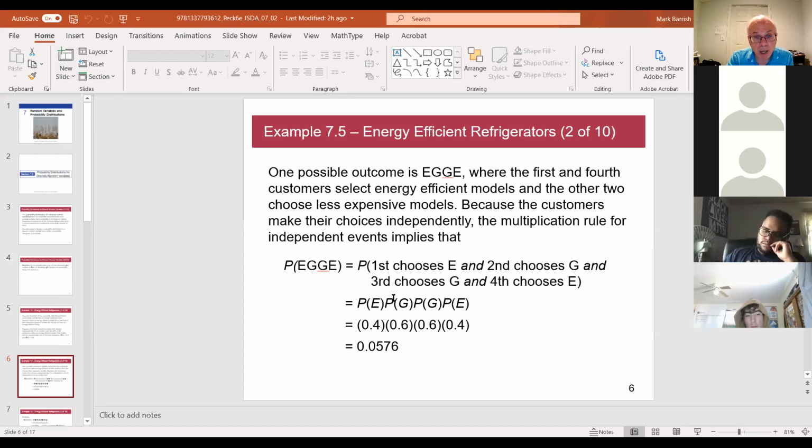We simply multiply their probabilities, because we're asking what's the probability of each one of these people choosing this particular type of refrigerator. We multiply these, 0.4 for the probabilities of E, 0.6 for the probabilities of G, and we get 0.0576, or a 5.76% chance that this particular combination of 4 customers will occur.